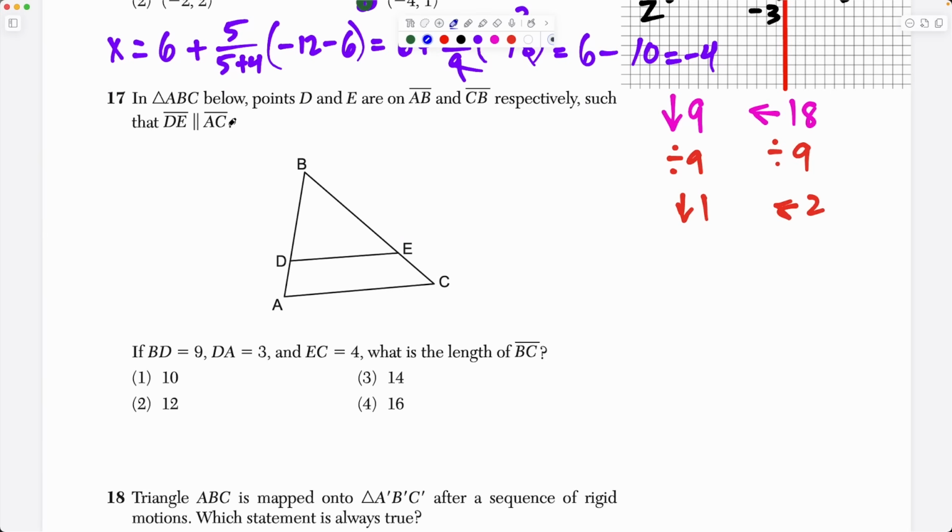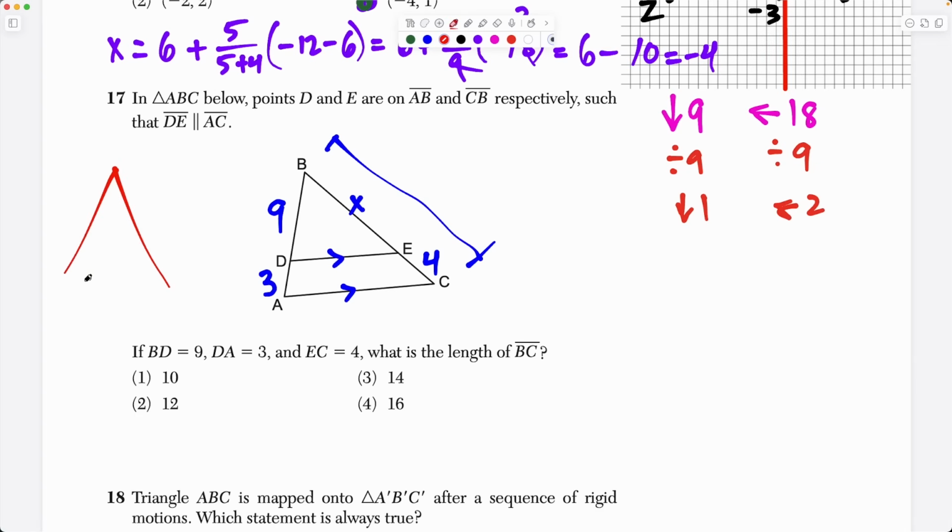Question 17, in triangle ABC below, points D and E are on AB and CB respectively, such that DE is parallel to AC. So we're starting off here knowing that these segments here are parallel. Then we have BD equals 9, DA equals 3, EC is equal to 4, and we want to know what is the length of BC. So that's this entire piece over here. So what we could do here is we could label BE with an X. And for this one, what I want to do is use the side splitter theorem.